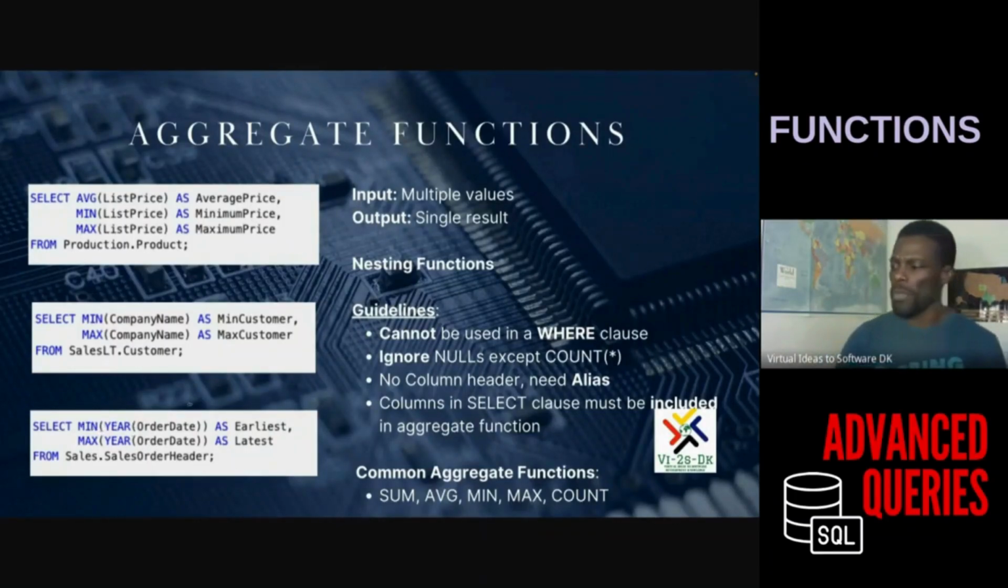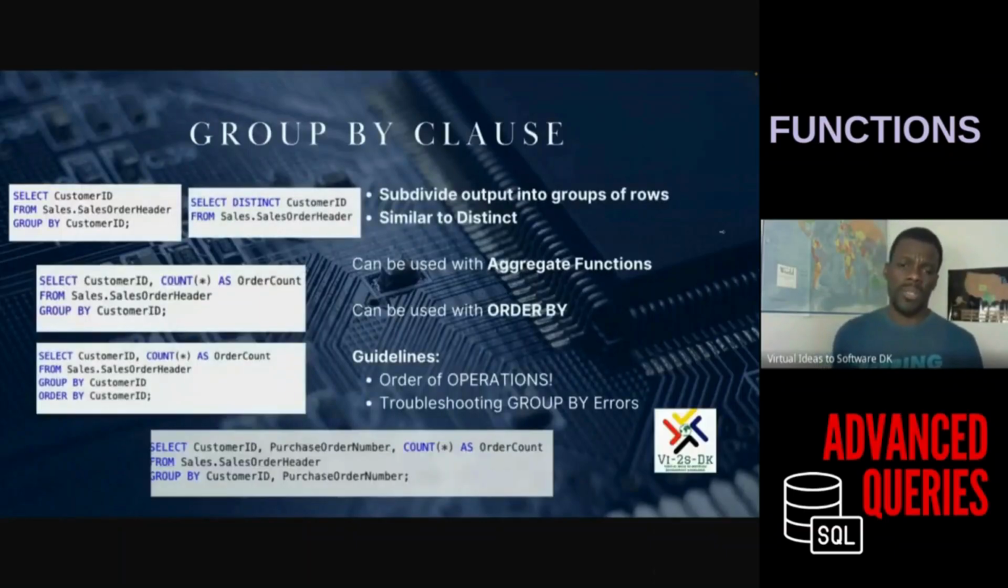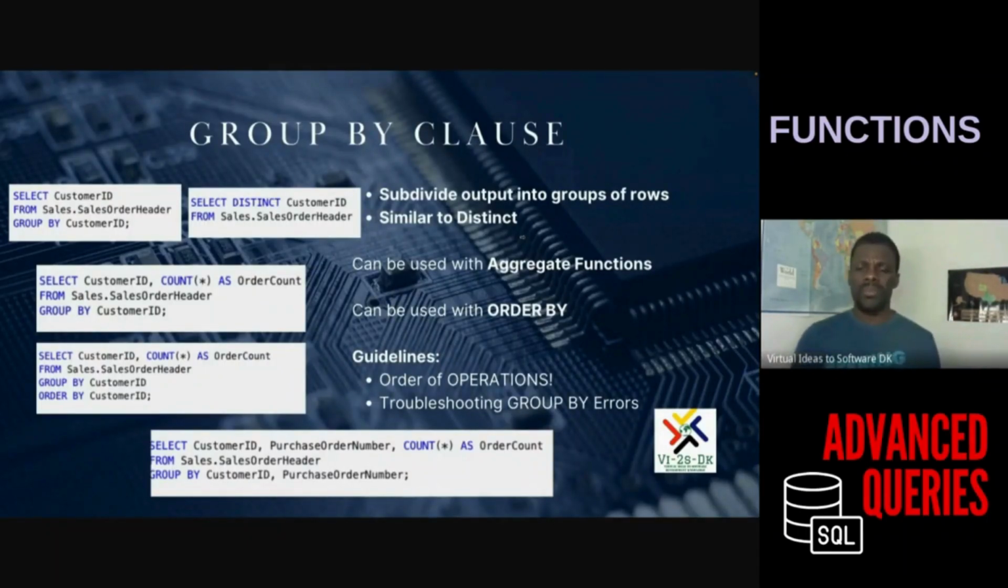All right, very good. Now, following our aggregate functions, it's always a good idea to group your content. Think of a pivot table when you have those different groups. So again, a group by clause is used to subdivide your output into groups of rows. Very similar to a distinct, as you see at the top here. If you select just the customer ID from your sales order header table and use the group by clause, it is pretty much the same as just saying select distinct customer ID.